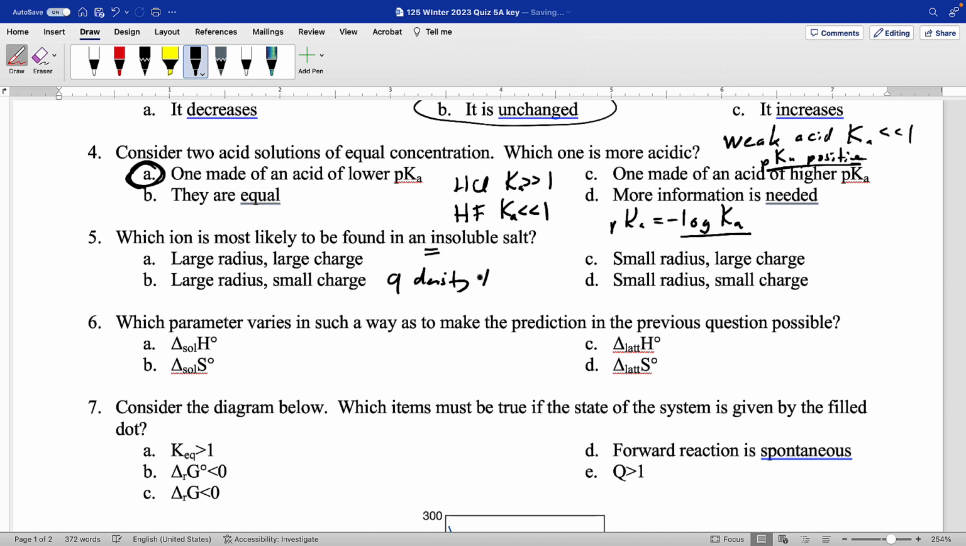So as charge density goes up, the delta S of solution is going to get either less positive, it could switch from being positive to being negative, or if it's already negative, it will get even more negative, okay? Because the more charge density you have, the more you're going to align the dipoles of water in the solution. So the worst case scenario, the one that's most likely to be insoluble, is a small radius and large charge. That's going to be very high charge density.